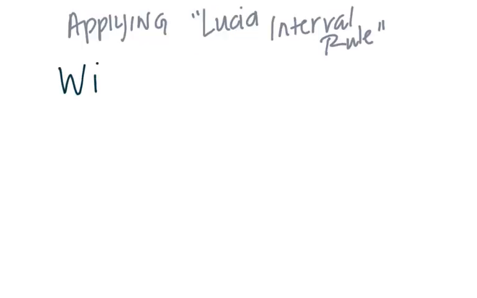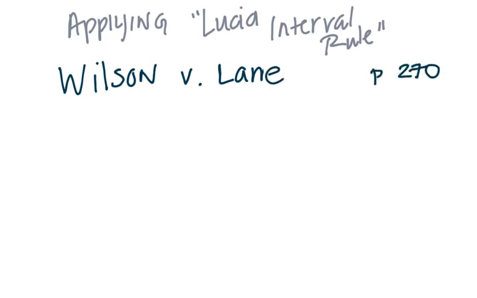Okay, let's take a look at a case that applies the lucid interval rule. And that case is Wilson v. Lane, and it is on page 270 of your textbook. This case also demonstrates who has the burden in a will contest to prove testamentary capacity. Now, I want to note, for the purposes of this class, you don't have to worry about understanding the complicated procedural posture of this case. So let's just turn to the facts.